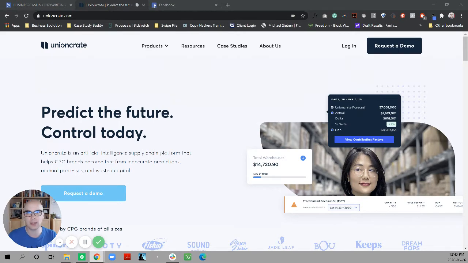The demand planning side of things appeals to small companies, mid-sized companies, and enterprise. It is an enterprise-grade tool that is accessible to everyone. And what's really unique about it is that all that manual stuff that I talked about, all of the crunching numbers, having meetings, taking your own internal data, Unioncrate solves that problem.